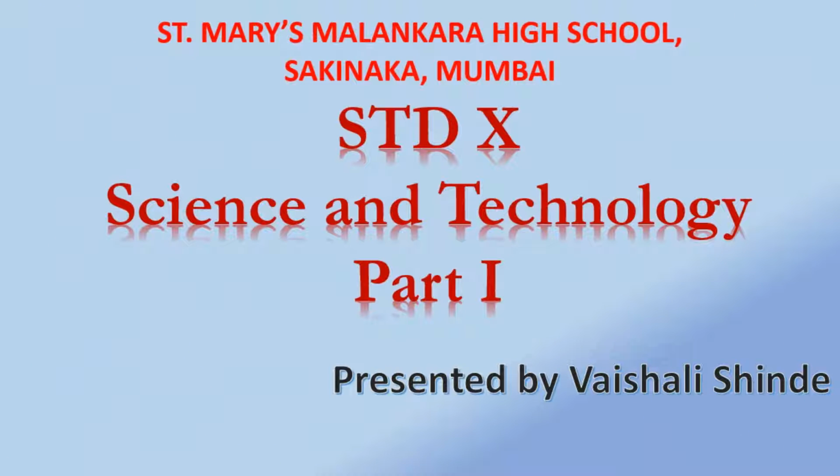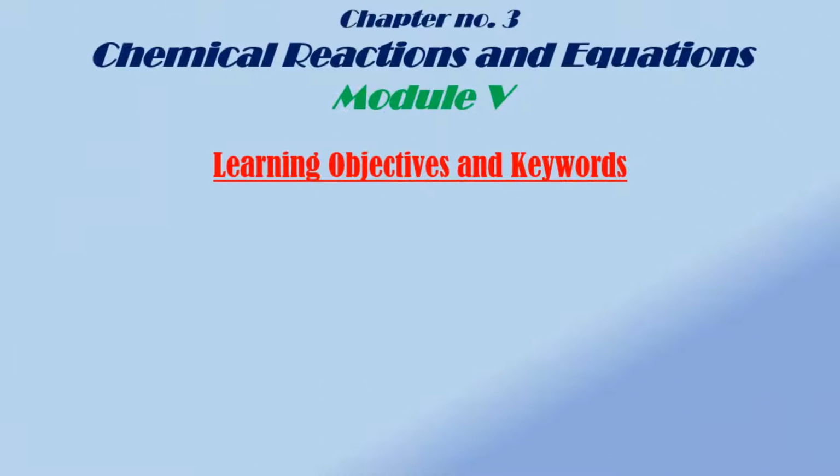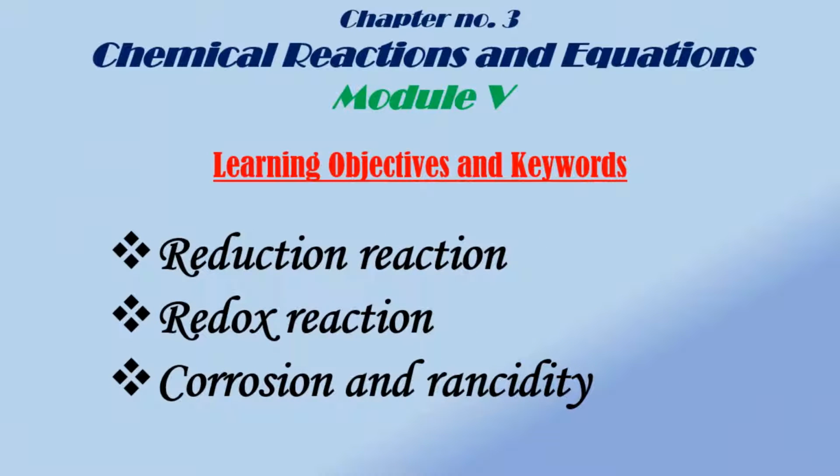Students, welcome to the fifth module of chemical reactions and equations. In this module, we will be learning two special types of reactions, that is reduction reactions and redox reactions, along with some examples. Also, we will discuss two different concepts, that is corrosion and rancidity, in detail.